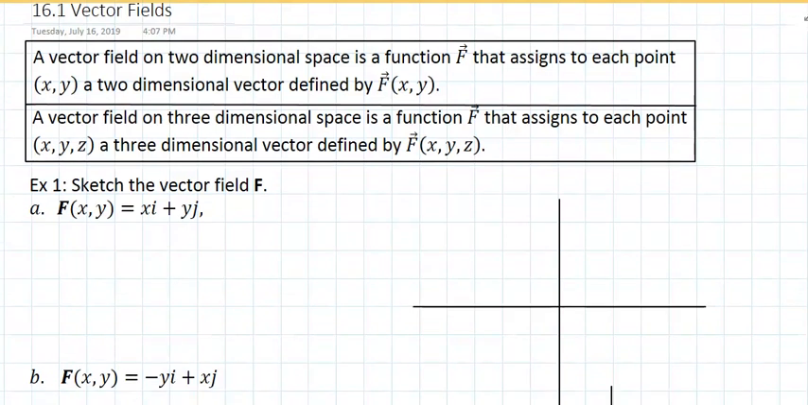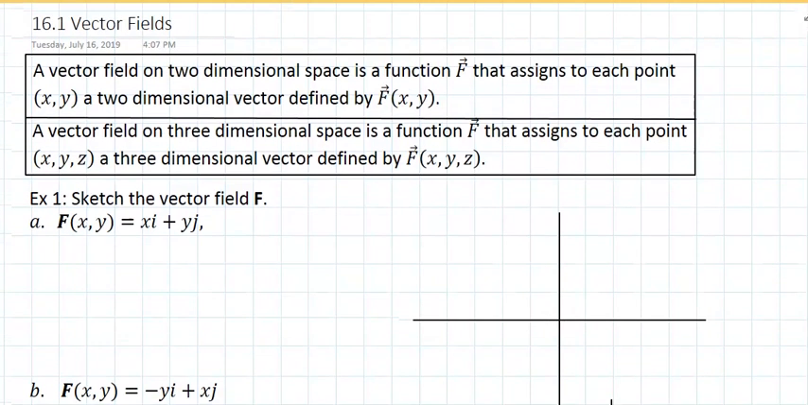Section 16.1 talks about vector fields. A vector field is what we're going to use throughout the majority of chapter 16. A vector field on two-dimensional space is a function, really a vector, that assigns to each point (x, y) a vector in that dimension, and if it's 3D, then to each point (x, y, z) a vector.